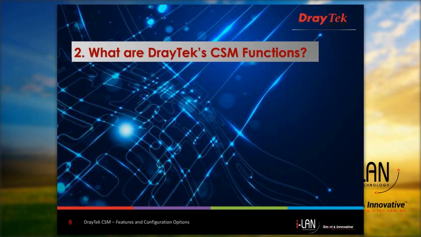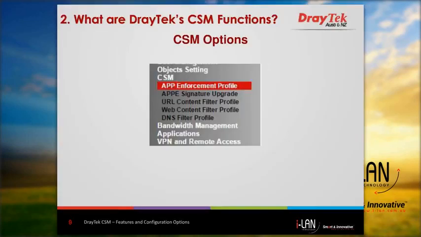Now I'll start by looking at some of DrayTek's content security management functions. Here you can see the menu options for CSM. I think it was a 2860 router that we got this from. It includes app enforcement profile, APPE signature upgrade, URL content filter upgrade, web content filter profile, and DNS filter profile. I'll go over each of these shortly.